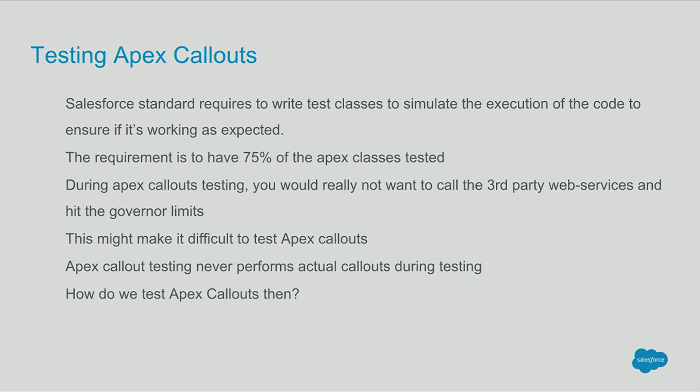So testing Apex callouts. I think all the Apex developers here right now have this question: how do we test Apex callouts? Do we actually have to make a callout to the third-party API every time we test it? So how are we going to achieve it? I know there is a Salesforce standard that requires us to write test classes to simulate the execution of the code to see whether it's working as expected or not. There is also a restriction that 75% of the Apex classes need to be tested. But would you really want to call out the third-party API while we actually test it? This might make it difficult to test the Apex callouts. And I know everybody is trying to hear the word, where are the governor limits around it?